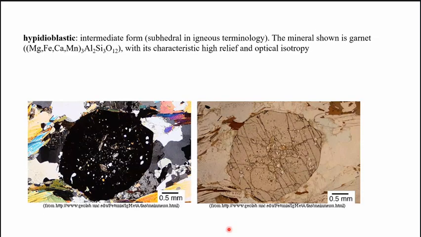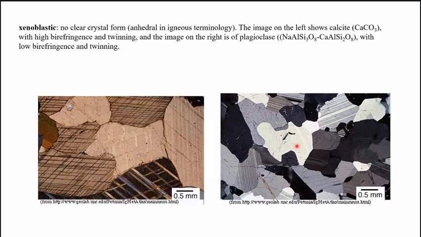You have hypidioblastic, intermediate. Then you have xenoblastic. Xenoblastic is when the crystal shape is not even formed at all. You can see this mineral under this section showing scattered. It just grew anyhow. The crystal did not form the perfect shape of the mineral. Okay. So in xenoblastic, no clear crystal is formed, which is anhedral in igneous terminology. Are you following? Yes, ma'am.